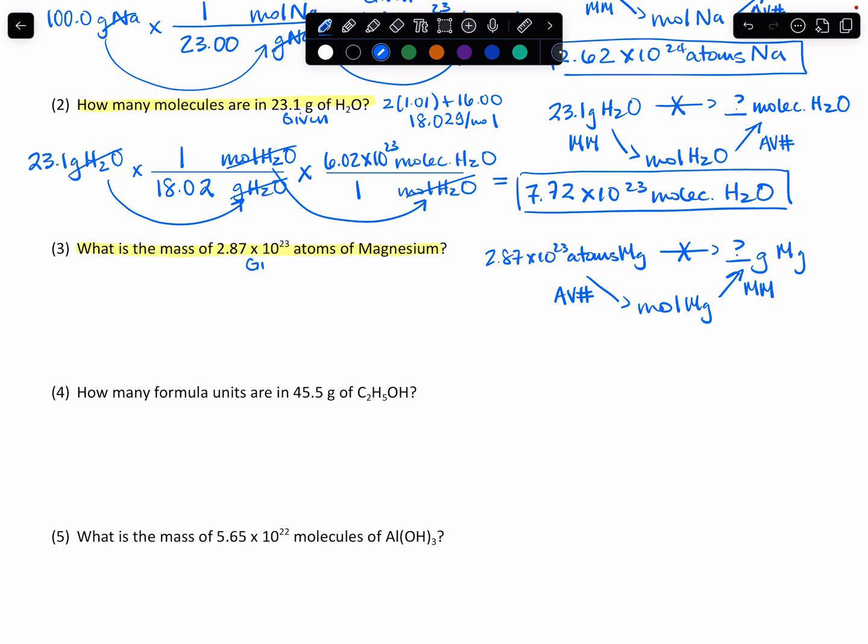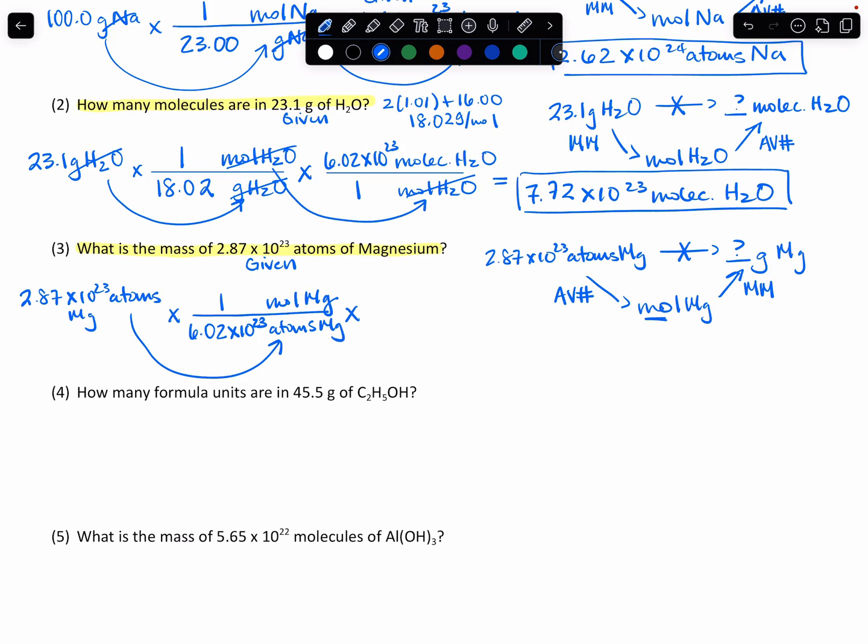Again, I start with what was given: 2.87 times 10 to the 23rd atoms of magnesium. My first conversion factor is going to use those atoms in the bottom, and I said I was going to moles, so moles will be up top. According to Avogadro's number, 1 mole of any substance is equal to 6.02 times 10 to the 23rd, in this case, atoms. So that'll let me cancel my atoms.